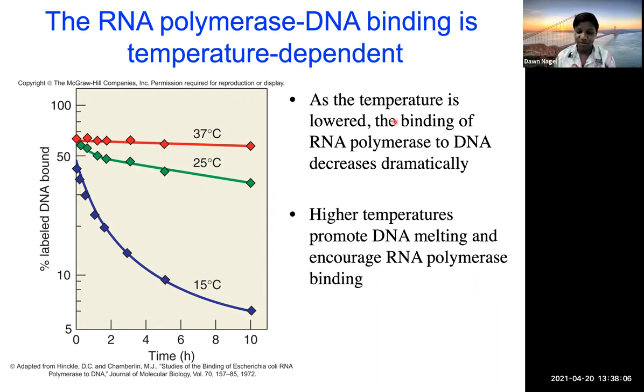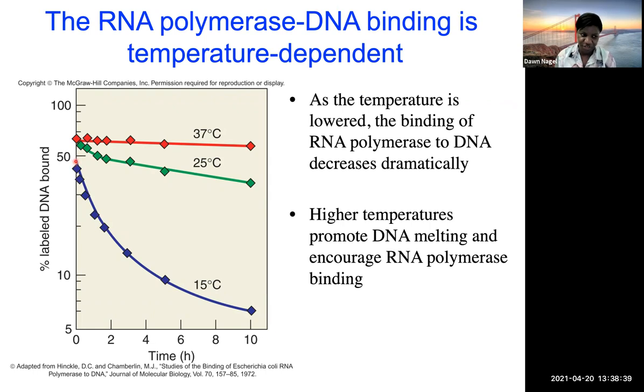Lower temperature, the double strands don't melt as efficiently, so they're a little bit more stuck together. So you have less RNA polymerase binding to the DNA. Okay, so higher temperature, you get more binding or encourage RNA polymerase binding, and lower temperature you have less. And that's why you see this labeled DNA going down, right? So as the temperature is lower here at 15 degrees Celsius, you get a decrease in binding, so you don't have as much radioactivity, right?